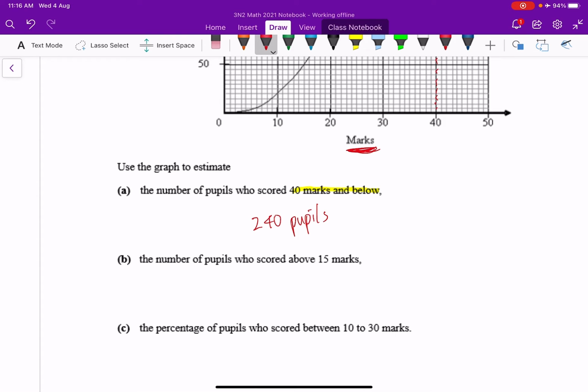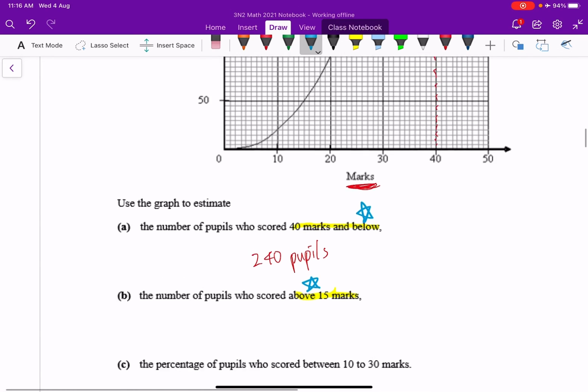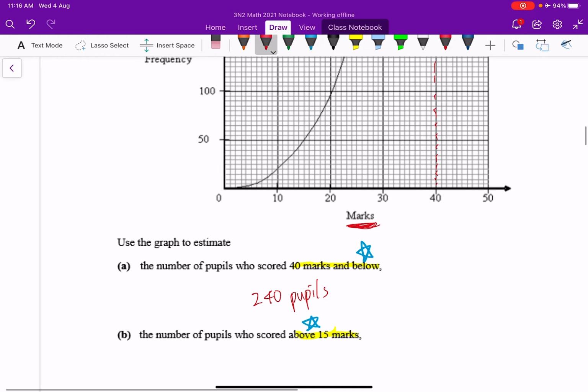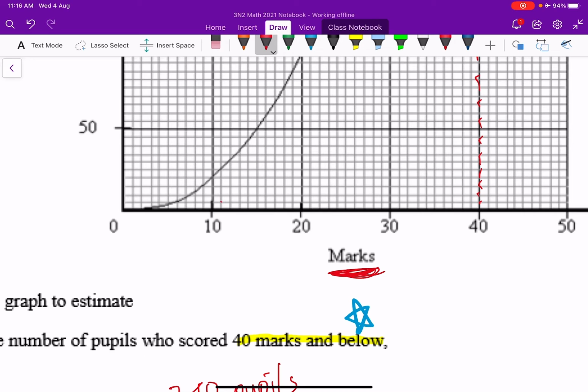Then part B, the number of people who score 15 marks and above. I want you to take a very close look at the words below and above. Before we do any calculation, let's find out which point it is. 1, 2, 3, 4, 5. So 15 is right here. It's actually 50. There are 50 students.